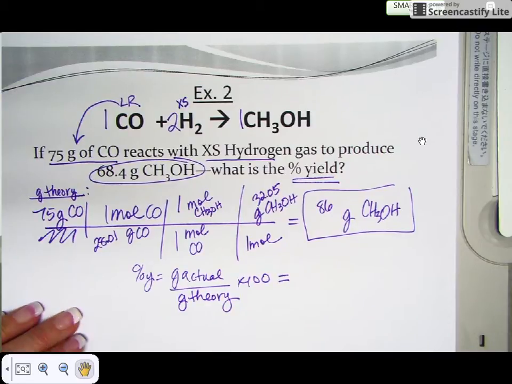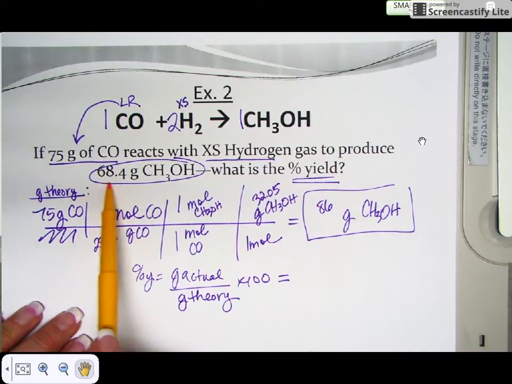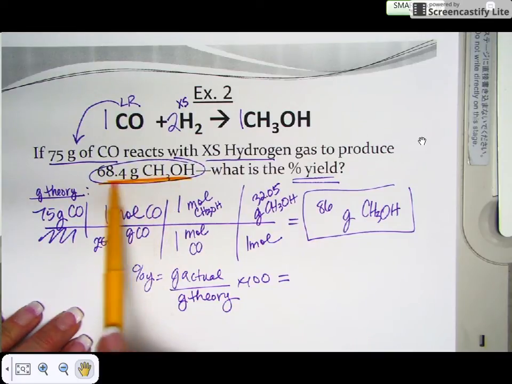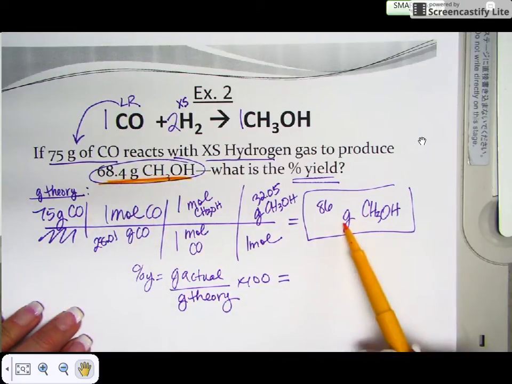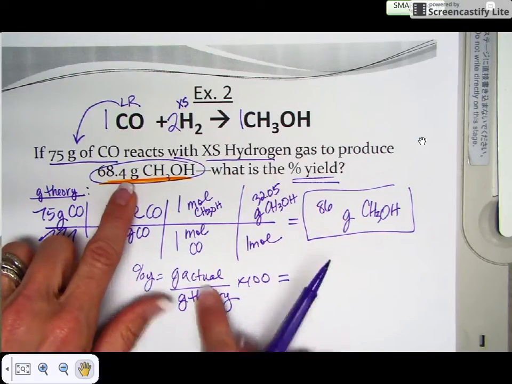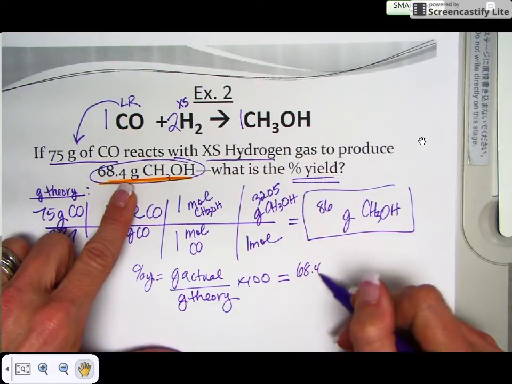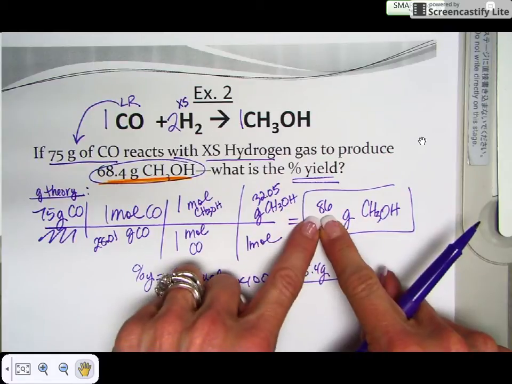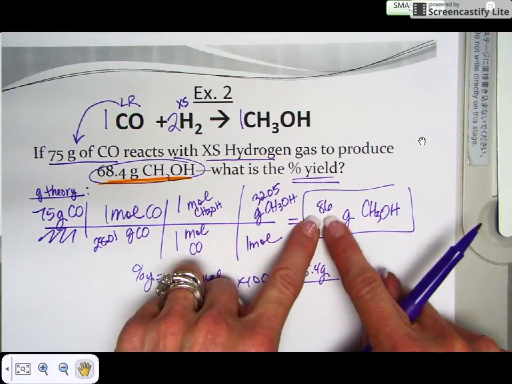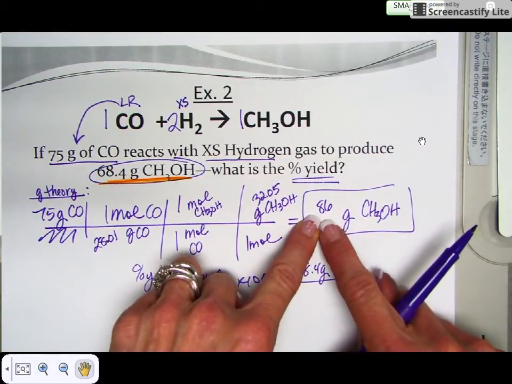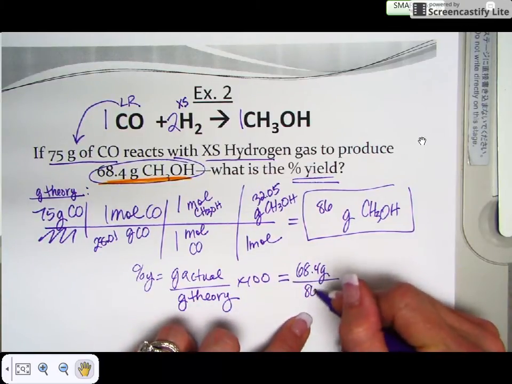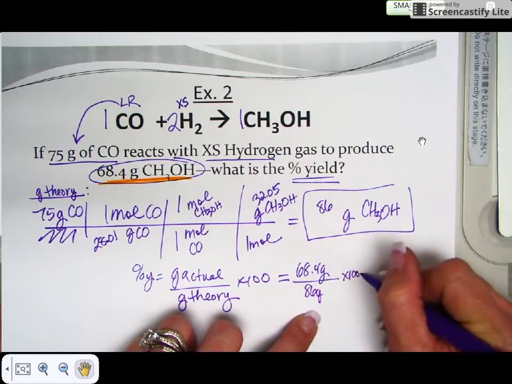Notice up in the problem, they told us that 68.4 grams of CH3OH were formed. So this is our grams actual, and we just found our grams theory. So let's plug those numbers in. The grams actual, 68.4 grams. Then we're going to divide that by the most we could make, which is 86 grams. If we were to make 86 grams, we would have 100% yield. So that plugs into grams theory in the formula, 86 grams. Now times 100 because it's a percent.